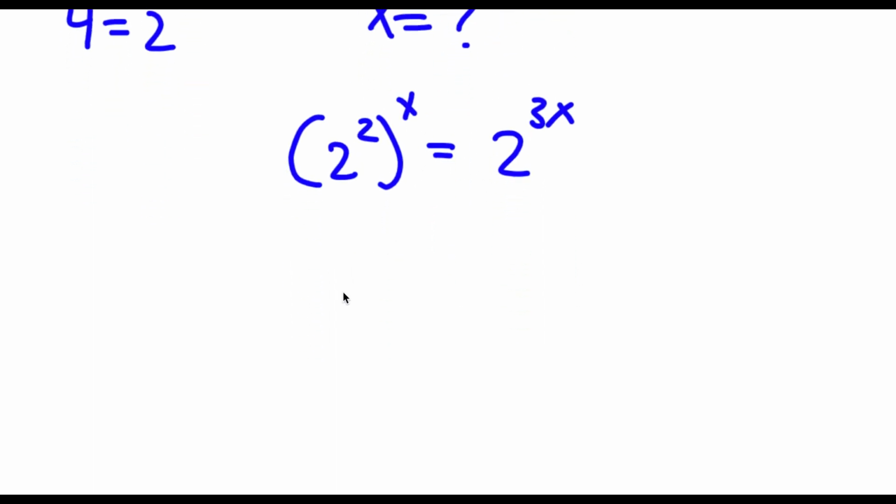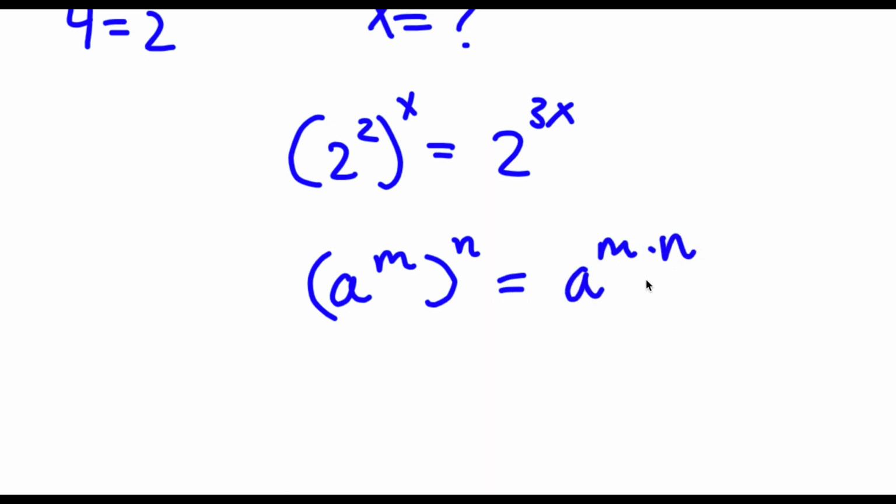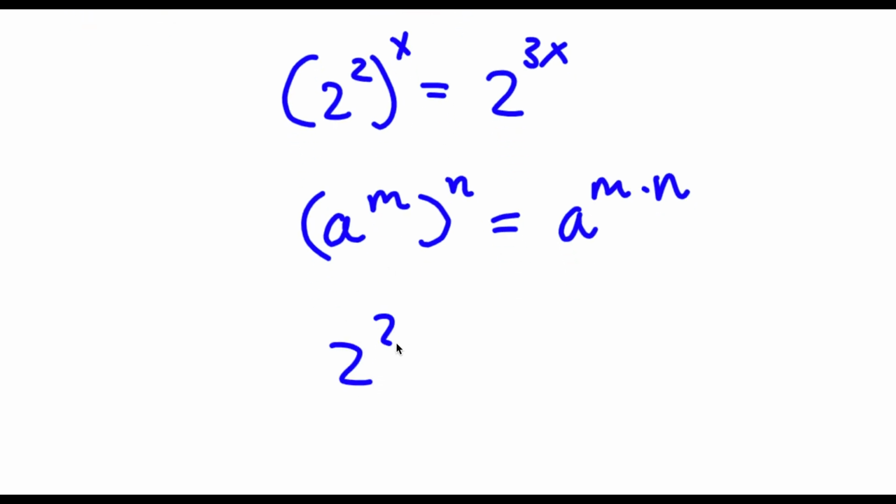Now, if I have something in the form a to the power of m to the power of n, this is equal to a to the power of m times n. So 2 to the power of 2 to the power of x, that's going to equal 2 to the power of 2 times x, which is the same thing as 2x. Now this is equal to 2 to the power of 3x.